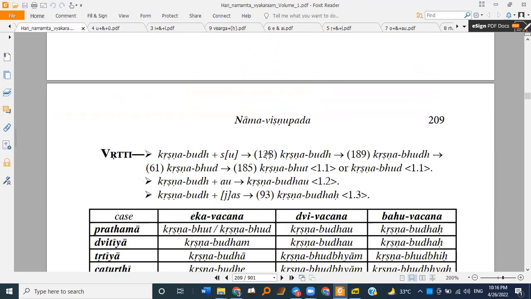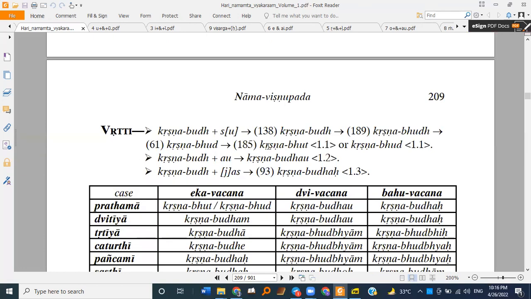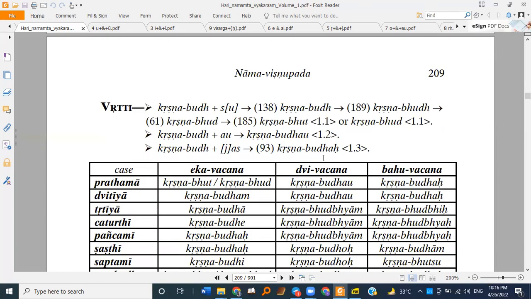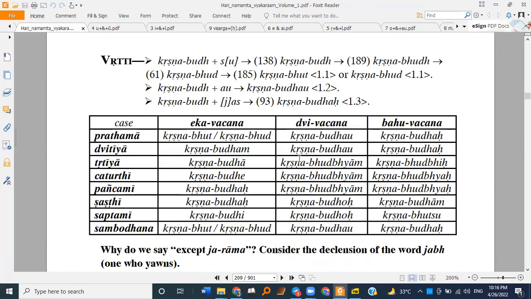So Krishna Bhut or Krishna Bhud, then Buddhau, Buddha, Buddham, Buddhau, Buddha, Buddha, and when Bhyam comes, Bhudbhyam, 7-3 Bhutsu, Ityadi.